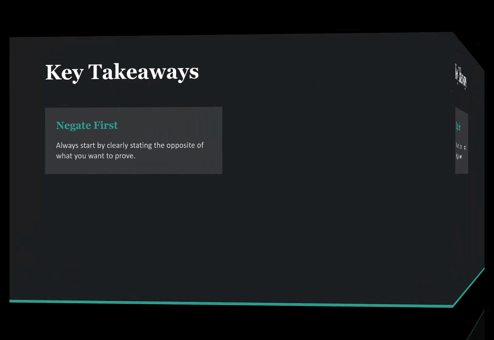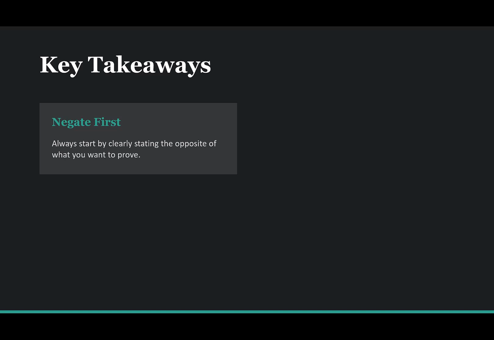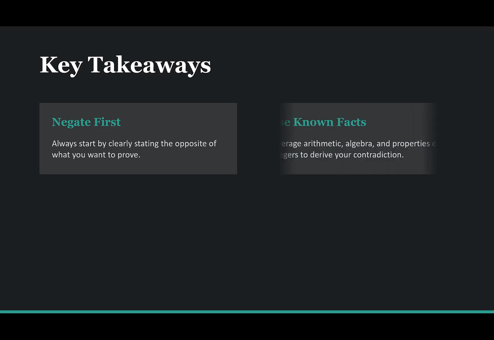There are a few key takeaways I want you to remember when you're doing proofs by contradiction. The first one is that we negate first. We always start by clearly stating the opposite of what you want to prove. From there, you're going to use known facts, and these facts are going to change along with the problem. So you might be using arithmetic or algebra or maybe some properties of integers to derive your contradiction.